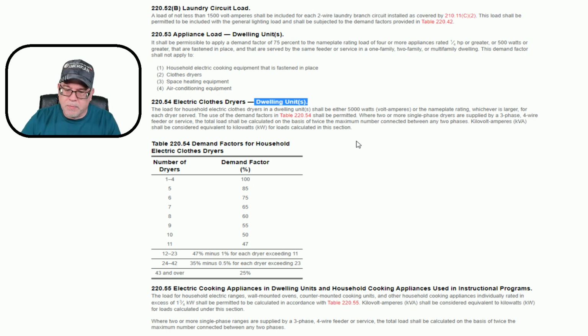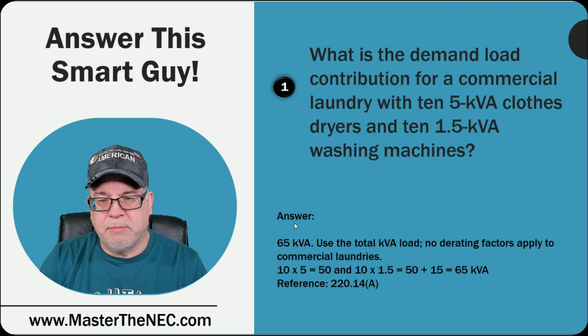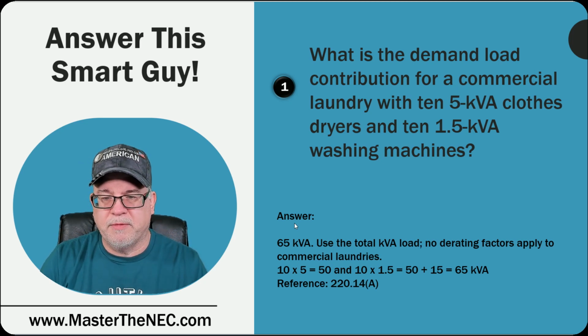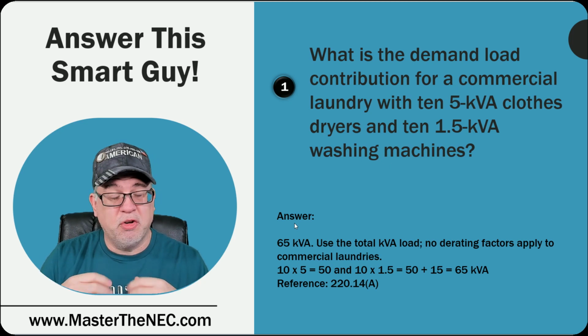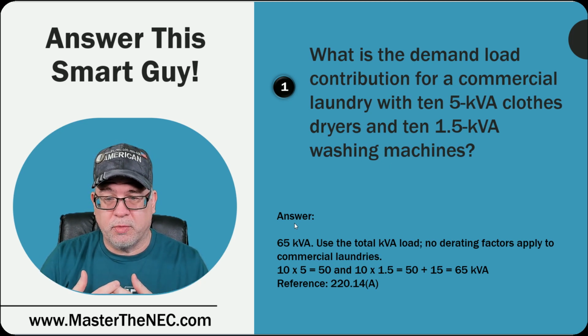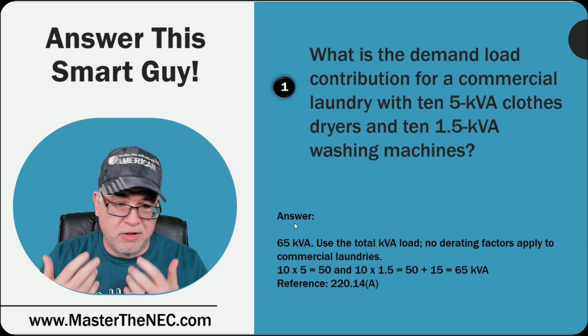Okay, makes sense? All right. So in that case, we know where we're going to be, so we need to come back to the presentation. And so we did 10 times 5 is 50, 10 times 1.5 is 15. You add the two together. We use the values afforded us in 220.14(A) because we couldn't use anything in 220.54. It's not a dwelling.